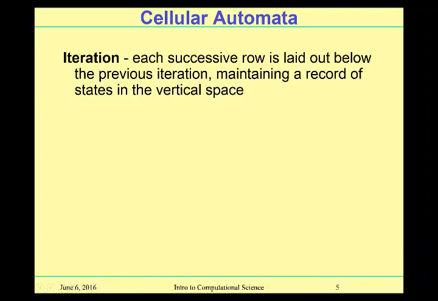For this model, an iteration is going to be another row. Each successive row is laid out below the previous iteration, maintaining a record of the states in the vertical space. So before, where we had one state, then I clapped my hands and everything changed, and then I clapped my hands and everything changed, we were keeping track of iterations in time. But unless you took pictures at every single time step, we wouldn't necessarily know what had happened in the past. In this case, we're going to organize our iterations in space.